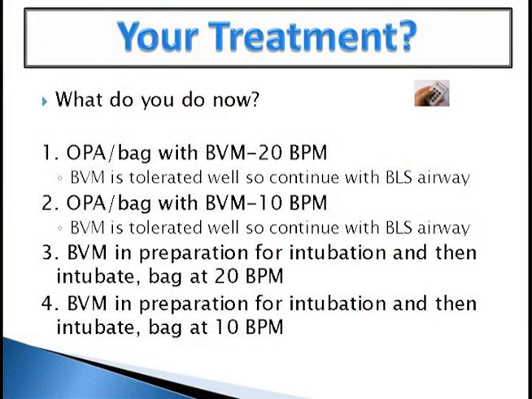So let's cut through this one. We went through this. Okay, so what do you do now? Here are your treatment options. An OPA and BVM at 20 respirations per minute. OPA and BVM at 10 breaths per minute, and it's tolerated, the oral airway is tolerated. BVM in preparation for intubation, then intubate and bag at 20, or BVM in preparation for intubation, then intubate and bag at 10.